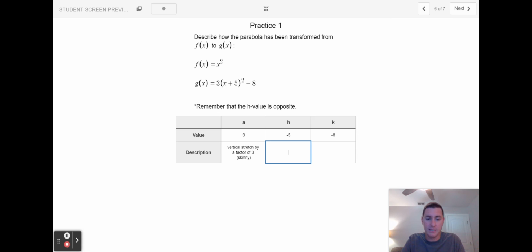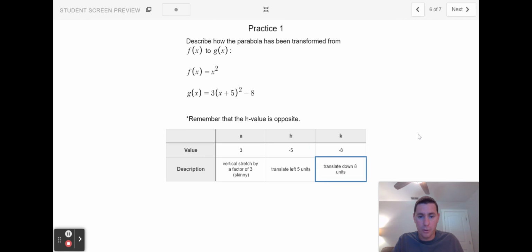Really, what matters is that this is going to translate the parabola to the left 5 units. And then this -8 is going to translate the parabola down 8 units. Okay? So by looking at the a, h, and k values, we know how this has been manipulated. It's been made skinny. It was moved to the left 5 units and down 8 units.